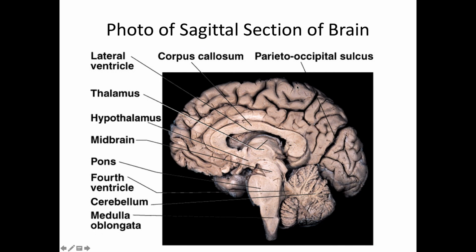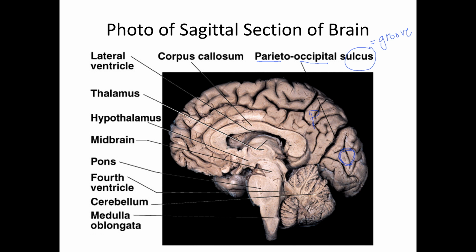So here is a photo of the sagittal section of a brain. So if you were to slice the brain down the sagittal fissure, right down the middle, you would see this. So this is looking at the medial aspect of a sagittal section. So let's look at what we've got here. We have the parieto-occipital sulcus. A sulcus is a name for a groove. And these are different from fissures, which are just an extra deep version of the groove. So parieto-occipital refers to the fact that this sulcus divides the parietal lobe from the occipital lobe.